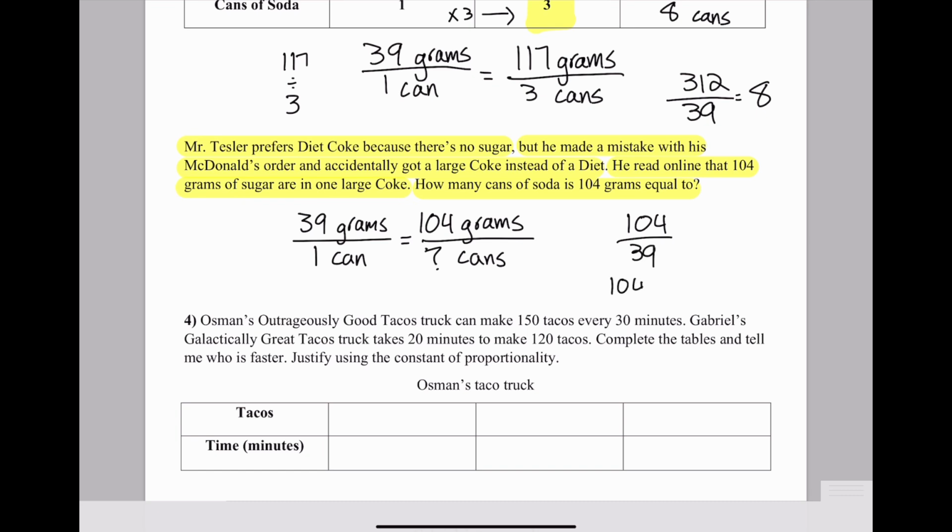So 104 divided by 39 is going to equal approximately 2.67. So it's going to be about 2.67 cans, so basically 2 2/3. All right, there we go. There's the answer for that.